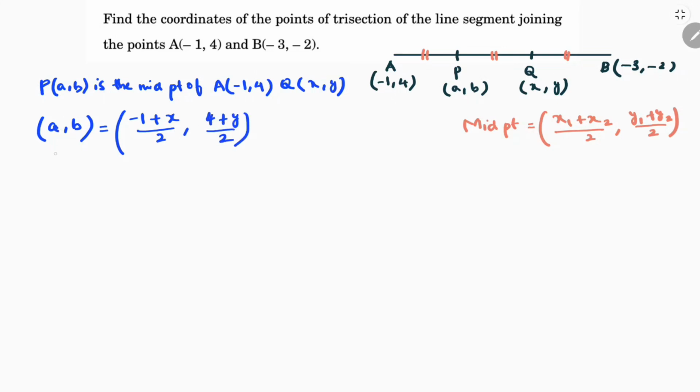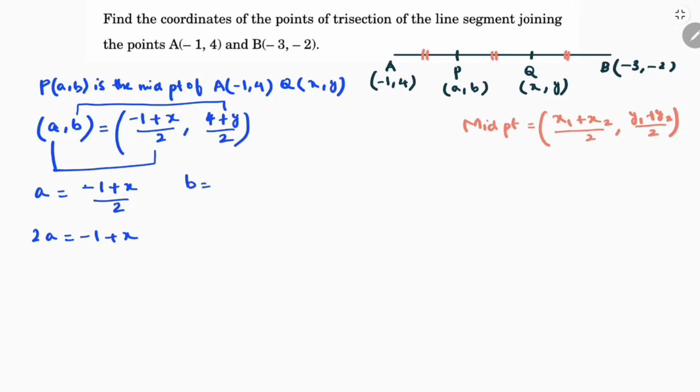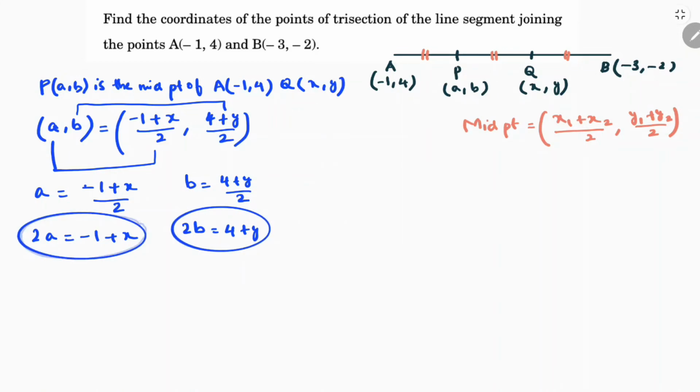Now I'll equate abscissa with abscissa and ordinate with ordinate. So a equals (-1 plus x) by 2, so 2a equals -1 plus x. In the same way, if I equate the ordinate, b equals (4 plus y) by 2, so 2b equals 4 plus y. These are two equations. Now I need to find the other ones.